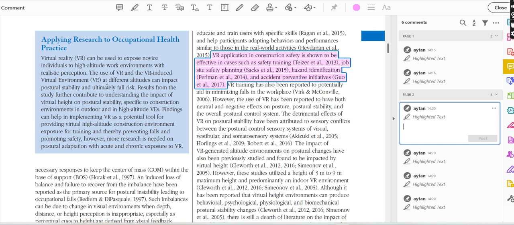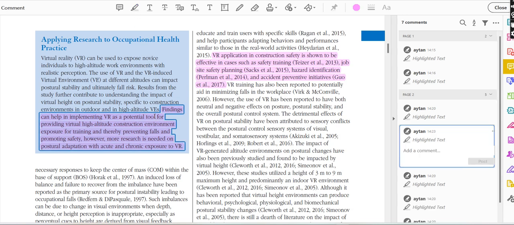Results from the study further contribute to understanding the impact of virtual height on postural stability, specific to construction environments in outdoor and in high-altitude VEs. Findings can help in implementing VR as a potential tool for providing virtual high-altitude construction environment exposure for training and thereby preventing falls and promoting safety. However, more research is needed on postural adaptation with acute and chronic exposure to VR.